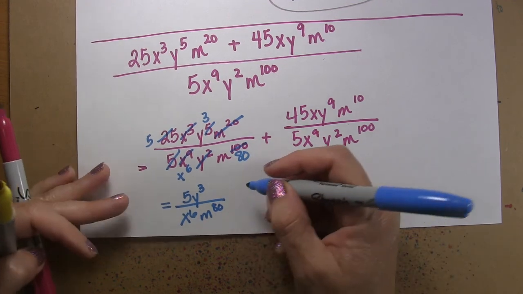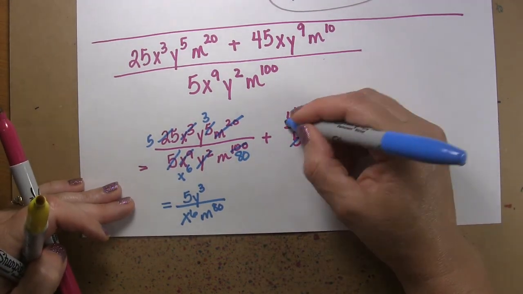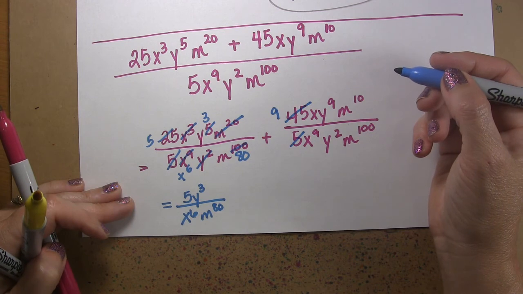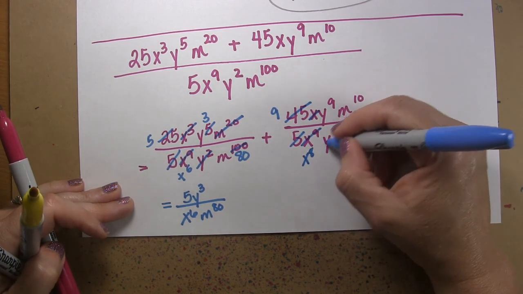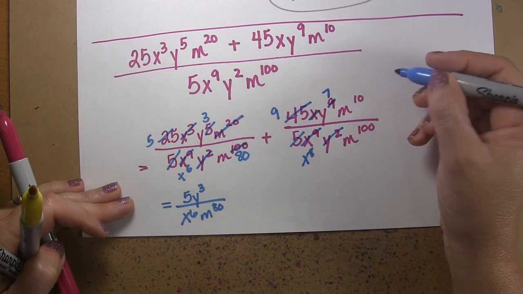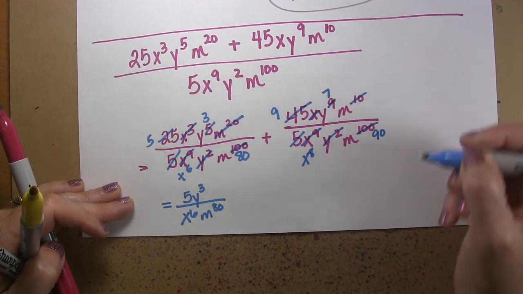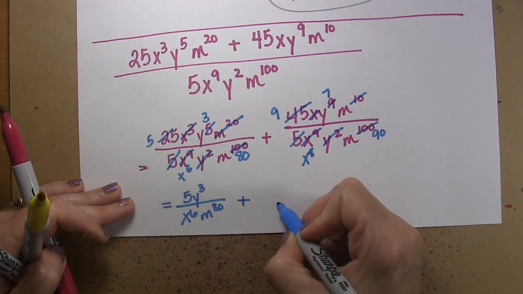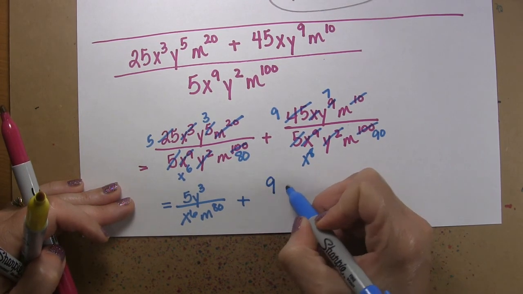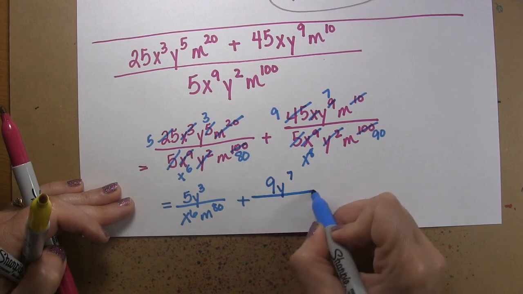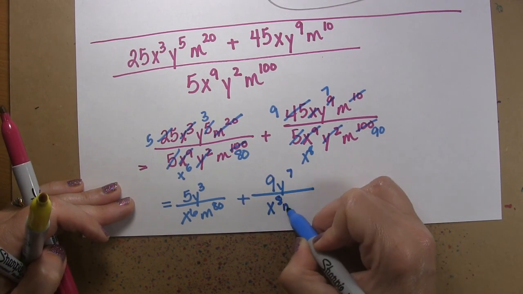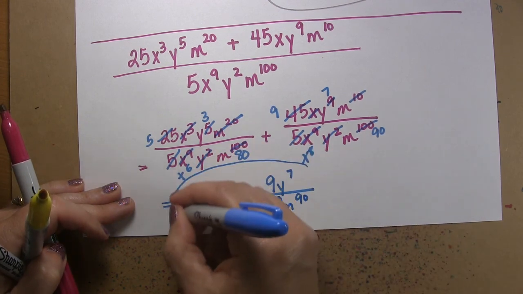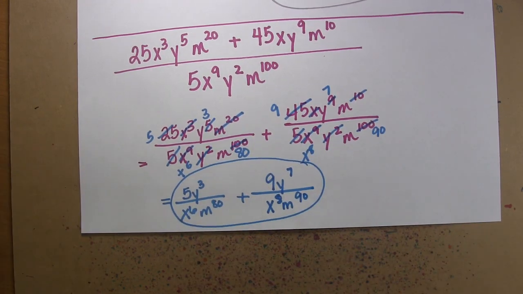All right? And then over here, that becomes a 9. This becomes an x to the 8th. This becomes a y to the 7th. And that becomes an m to the 90th. So, making that all look pretty now, I get 9y to the 7th over x to the 8th, m to the 90th. All right, big numbers and a lot of them, but totally correct.